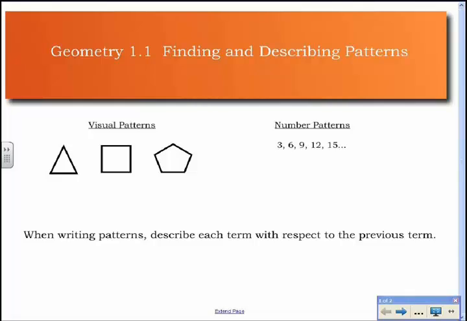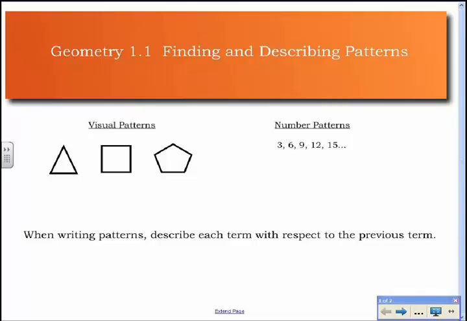There are a couple different kinds of patterns that we'll talk about in geometry. First, there are visual patterns, and then there are number or numerical patterns. Visual patterns are made up of a set of pictures, geometric figures, or images. Each of the different pieces in a pattern is called a term. In the visual pattern here, we have 3 terms. In the number pattern, there are 5 terms shown.